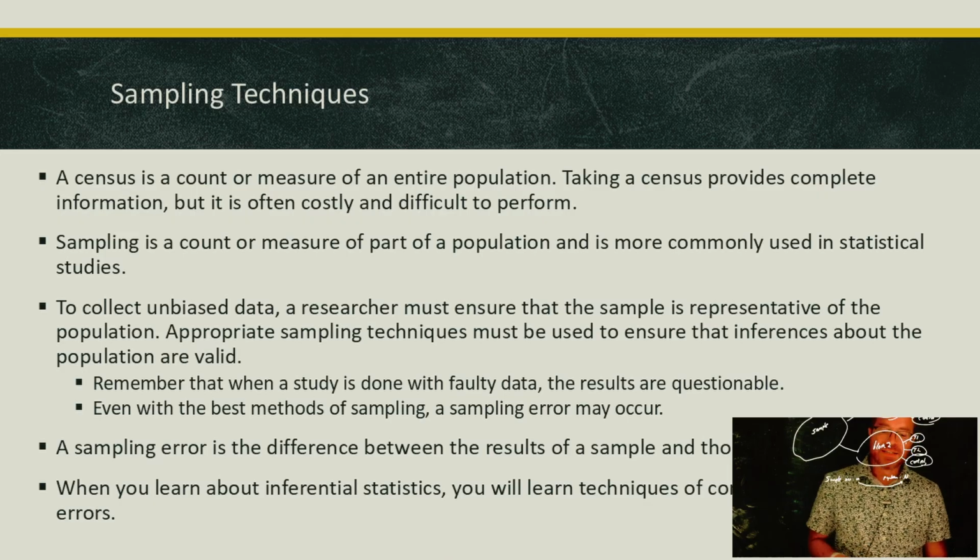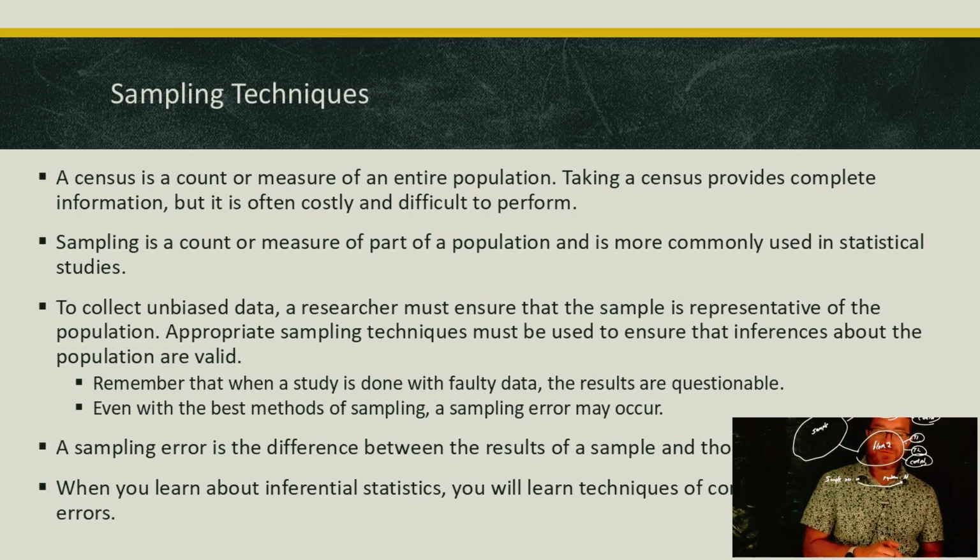Sampling error is the difference between the results of our sample and those of the population. Now, we don't know what our sampling error is. We just know that there is some sampling error. We know that there is some true parameter value, and we get our value. We don't know how big that error is, but we do know that our value has some amount of error from that true parameter.